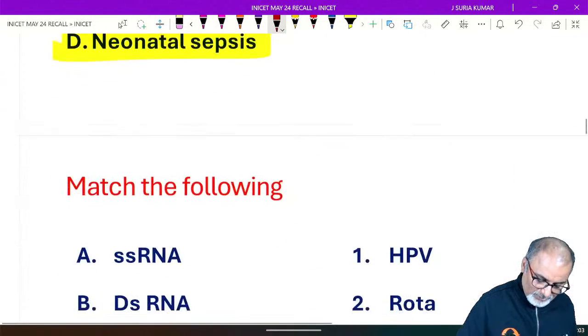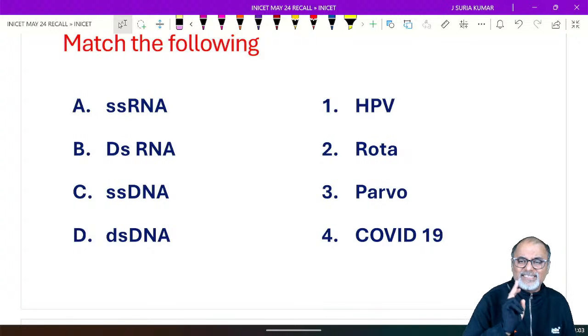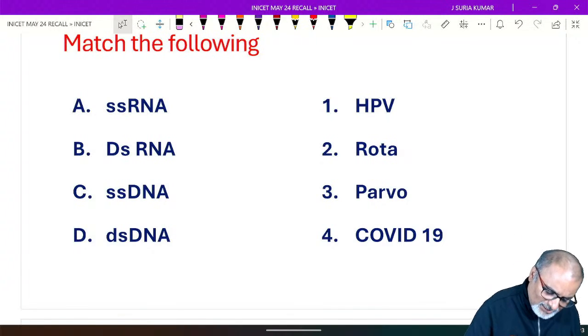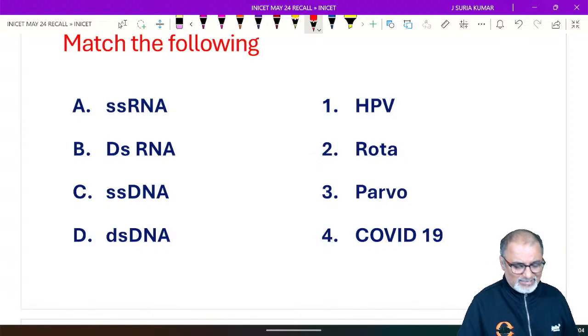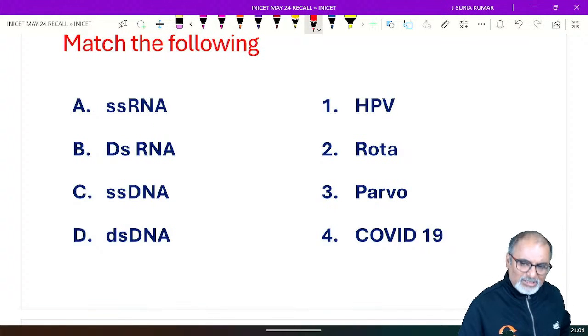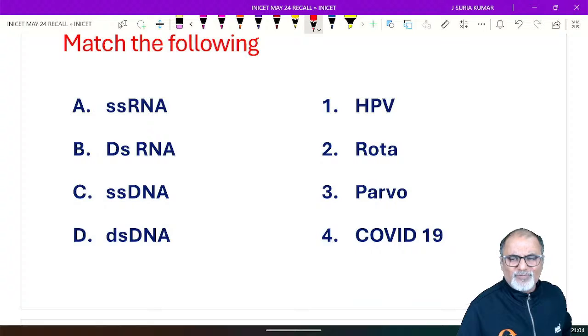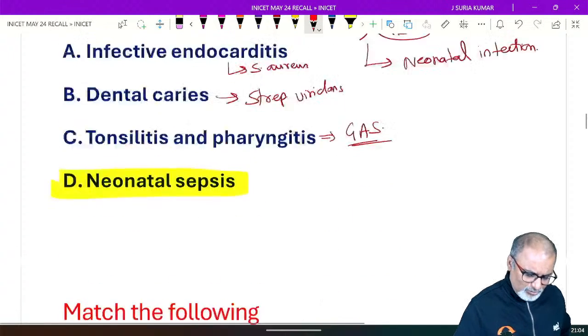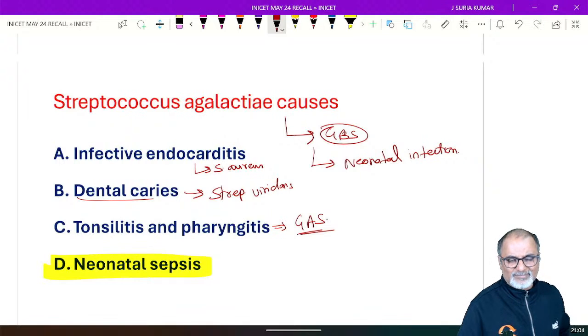Next is match the following. These are all one-liners. Examples of single stranded DNA, double stranded RNA, single stranded RNA, you should know. Biofilm is produced by Streptococcus viridans, not agalactiae. Streptococcus viridans produces biofilm. Write the full question, then I will take it. Streptococcus agalactiae won't produce biofilm. It produces neonatal sepsis. Biofilm producing organisms may cause dental caries.